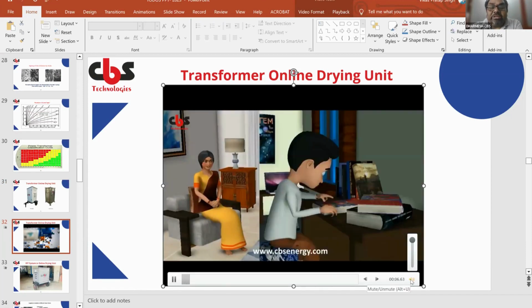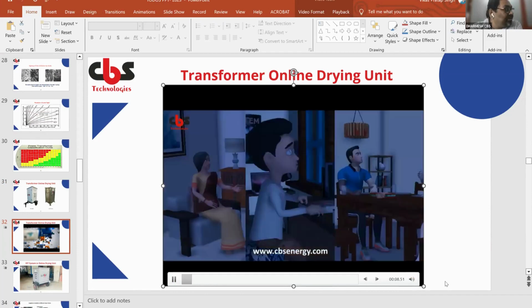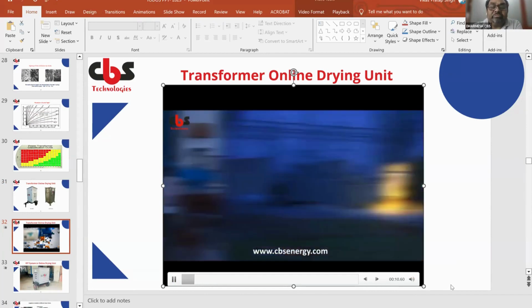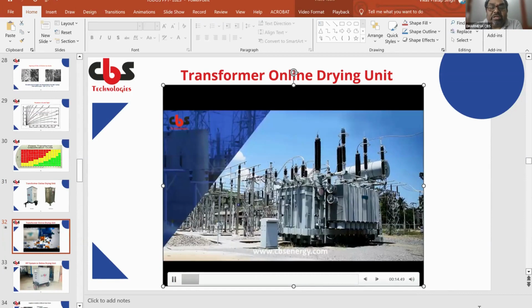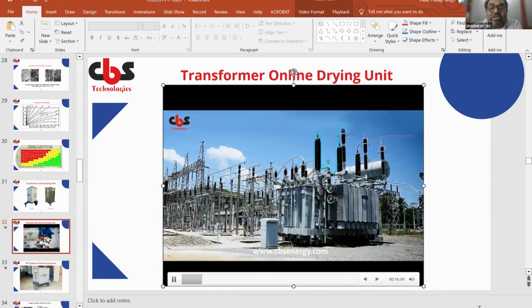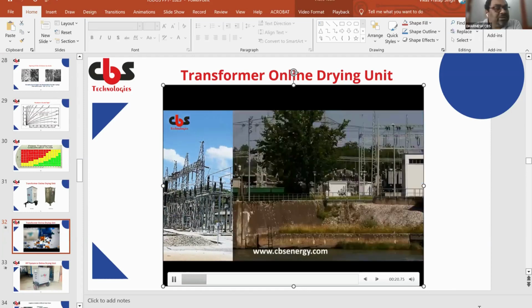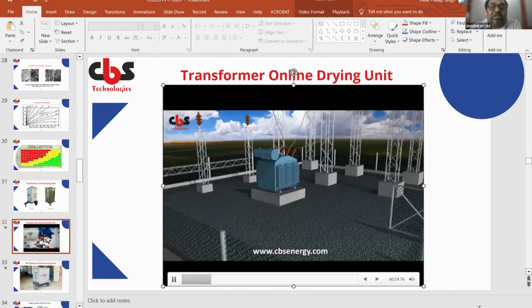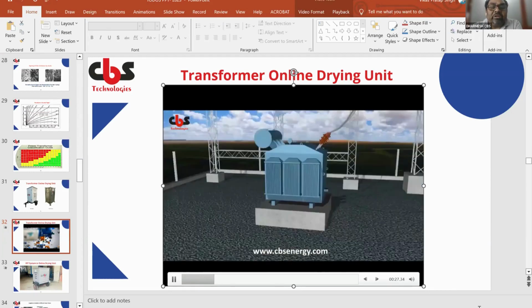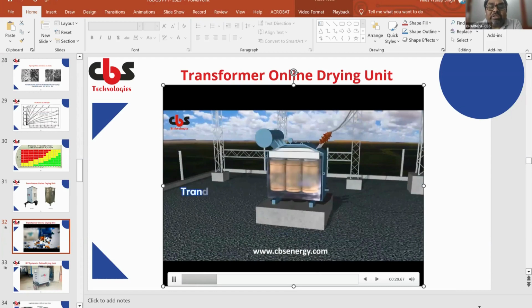Here you can see, sir, sound array. This is, you can see, the transformer is due to this negligence. Is this visible to everybody?